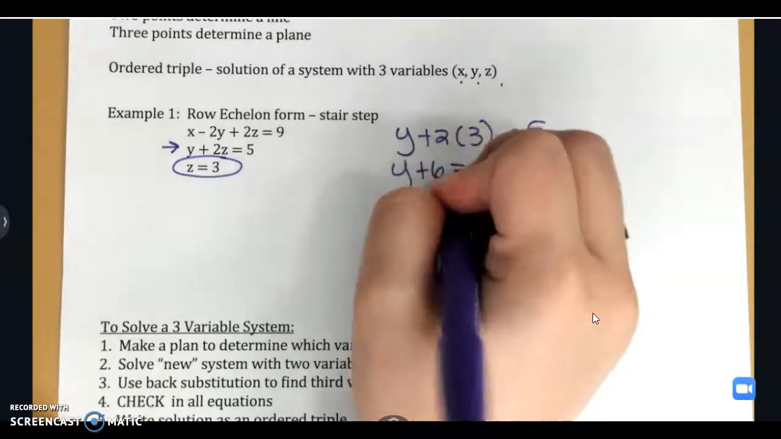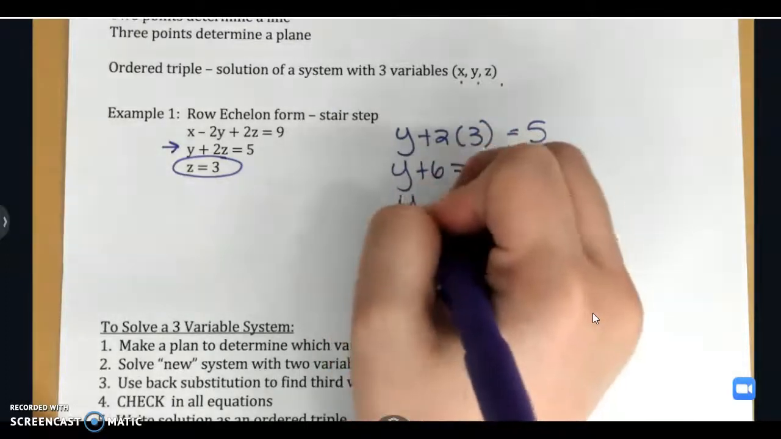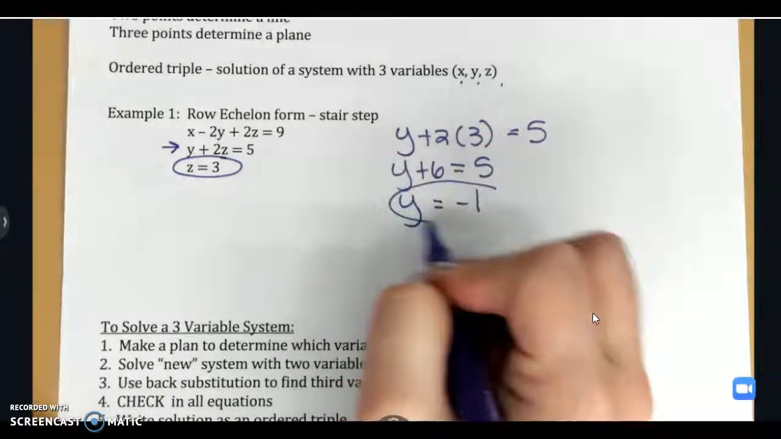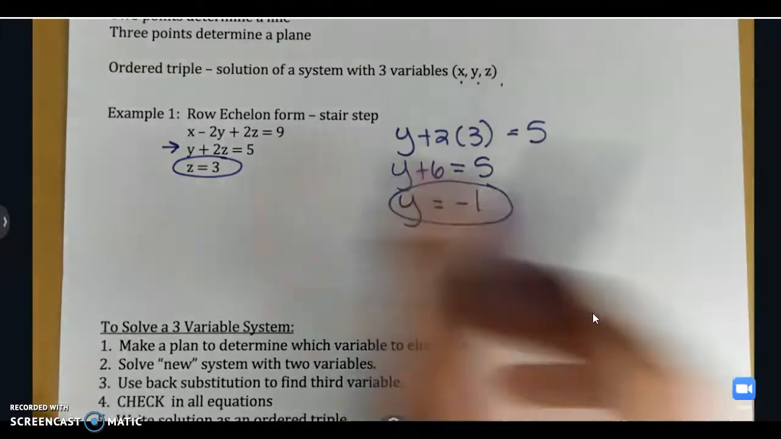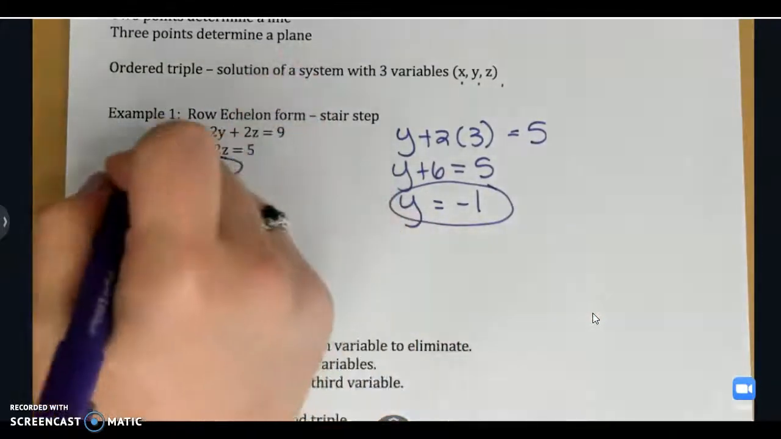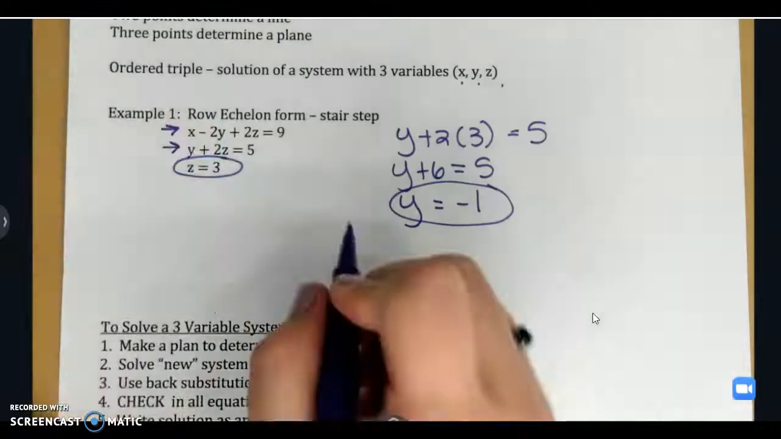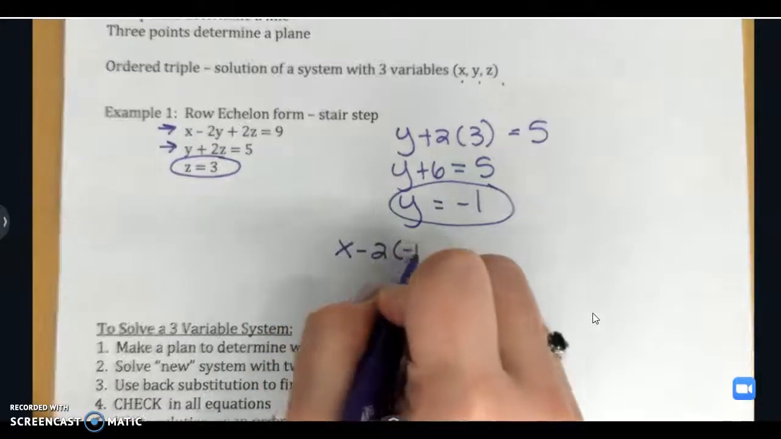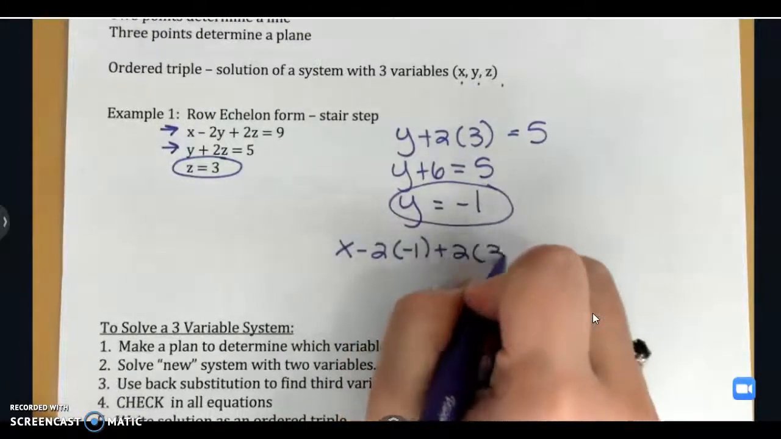So y plus 6 equals 5. And I find that y is -1. So there's my second variable. Now that I know z and y, I can plug both of those into my third equation at the top, where my only unknown is going to be x.